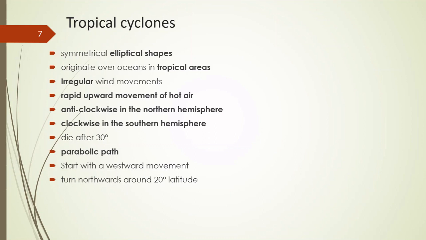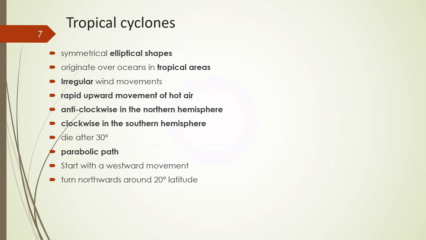Later, around 30 degree latitude, they again deflect towards the eastern side, and westerly winds are influencing this shift in the path. Also, when we are above 30 degree latitude, there is a presence of cold currents, and the wind shear rapidly increases from here, which results in the energy loss, and gradually the cyclone subsides. Okay, that is why I have mentioned that tropical cyclones die after 30 degree latitudes.